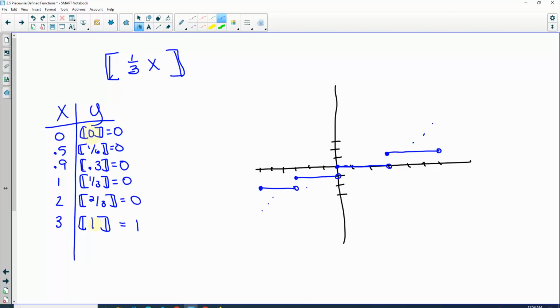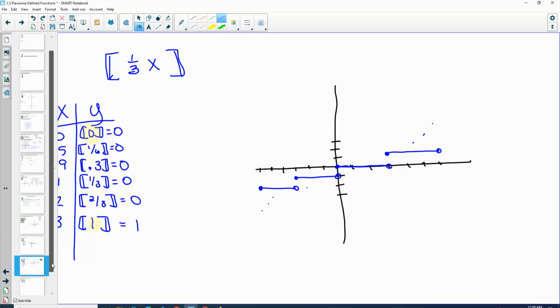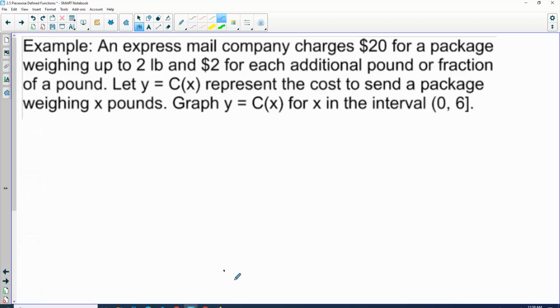I want to look at the last problem of the day, I think. Let's look at this scenario. An express mail company charges $20 for a package weighing up to 2 pounds and $2 for each additional pound or fraction of a pound. Let y equals c of x represent the cost to send a package weighing x pounds. Graph it on the interval 0 to 6. So I'm not even asking you to write an equation. We're just drawing a graph here.